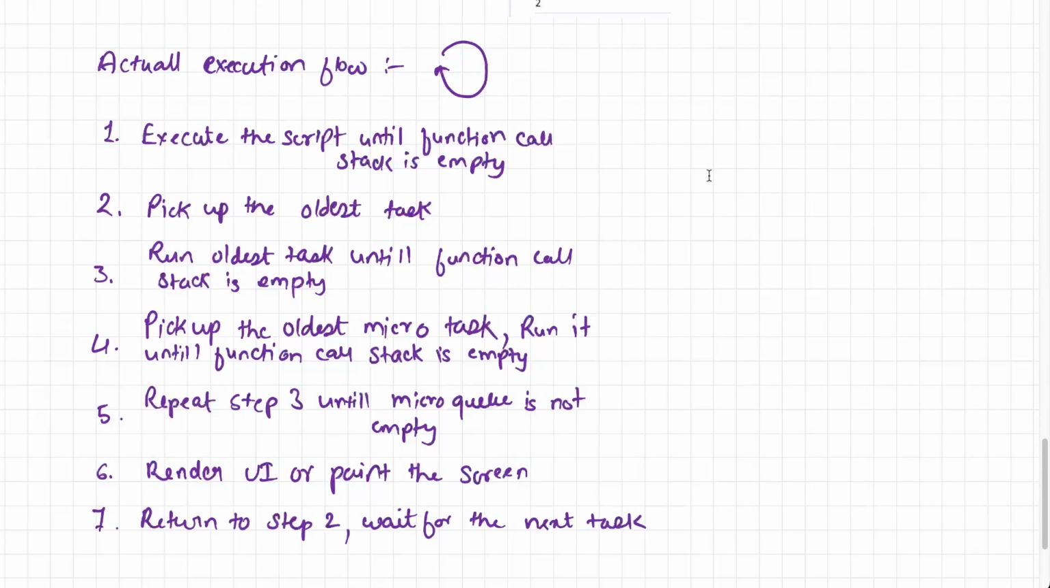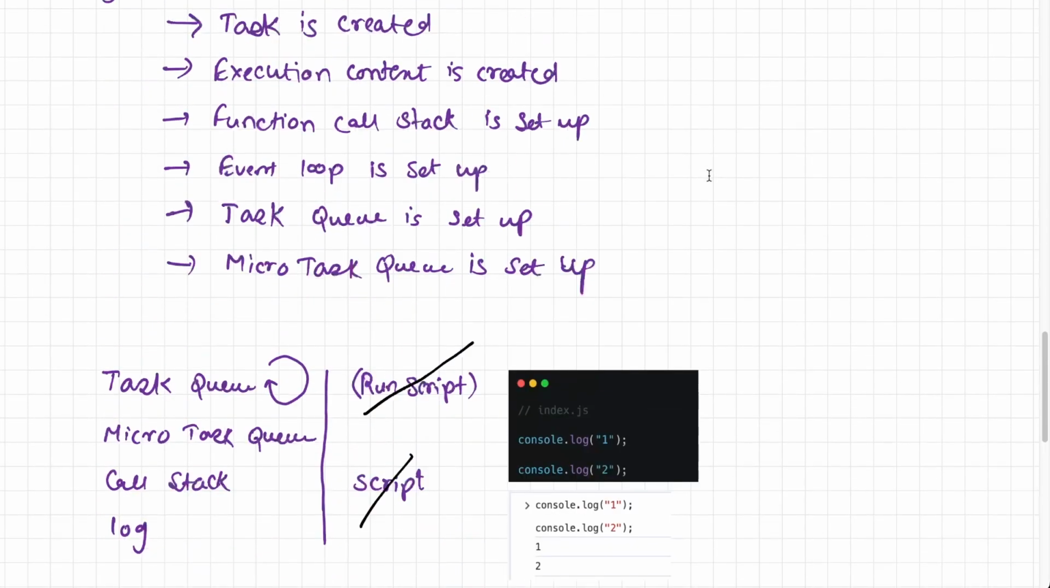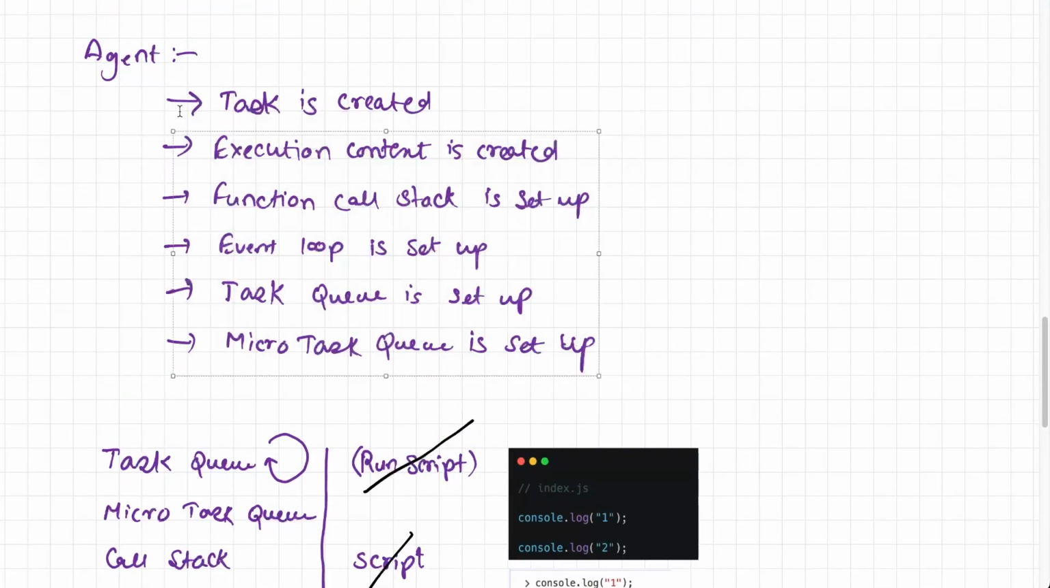Okay. And there are a total of 4 responsibilities: executing the script, executing the task, executing the microtask, rendering the UI, and then repeating the same steps. So I hope the execution flow is clear to you, and I hope the components of the agent are clear to you.